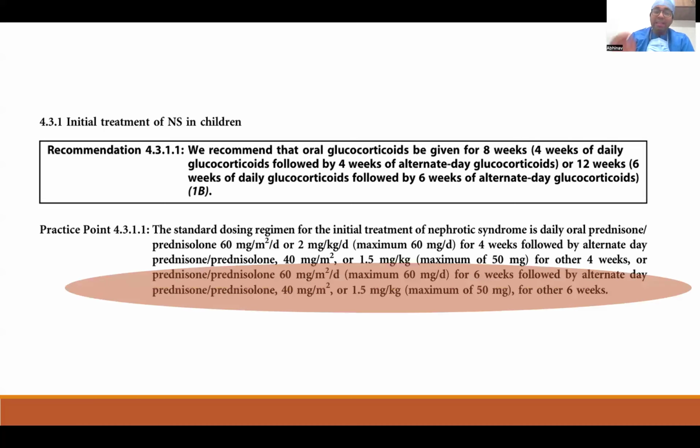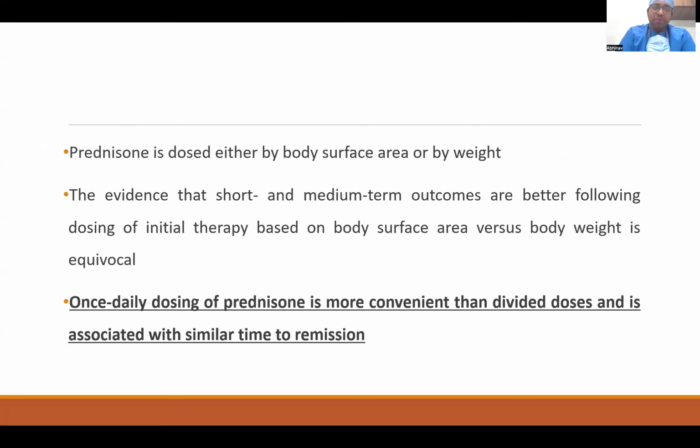And the dosing. For daily therapy, steroids are dosed at 60 mg per meter square per day or 2 mg per kg per day. The alternate day regimen is 40 mg per meter square or 1.5 mg per kg for 4 to 6 weeks. So prednisolone is dosed either by body surface area or by weight. Once daily dosing of prednisolone is more convenient than divided doses and is associated with similar time to remission.